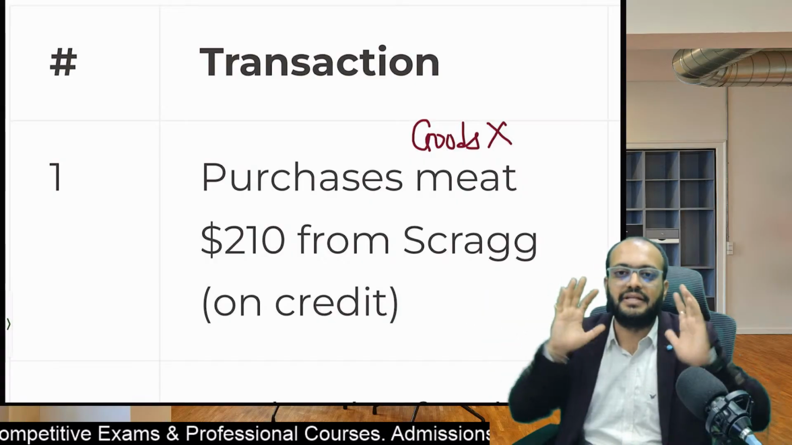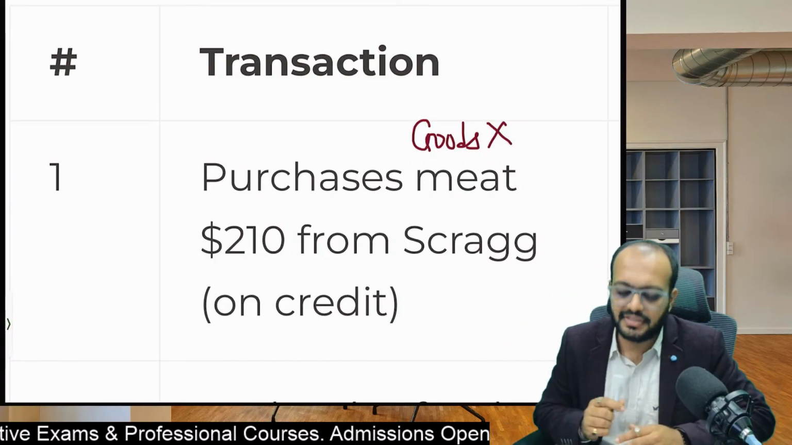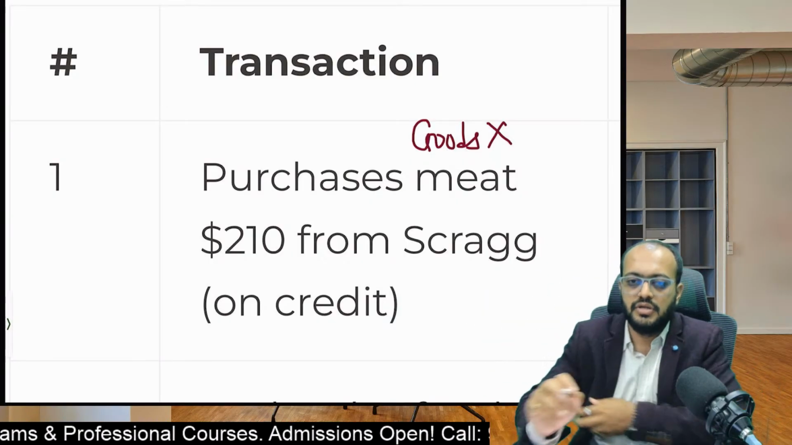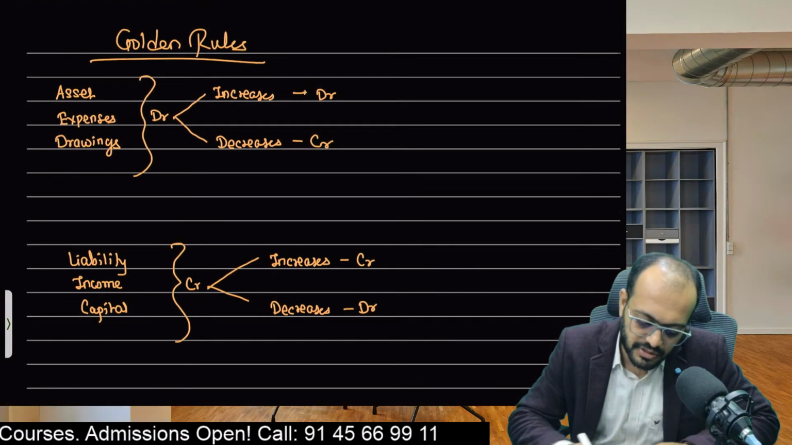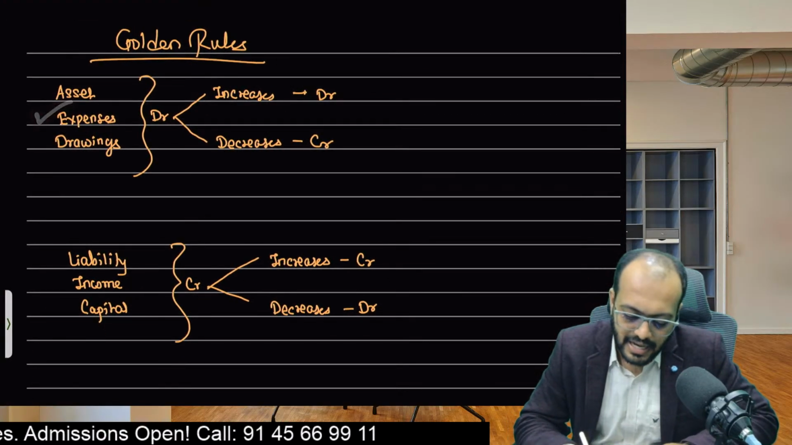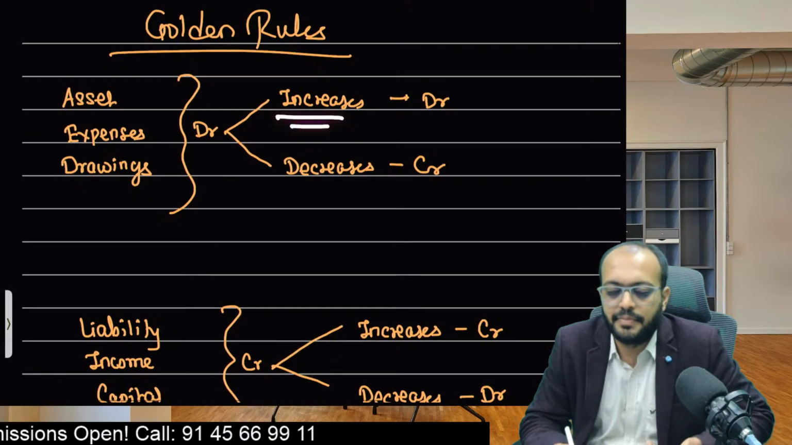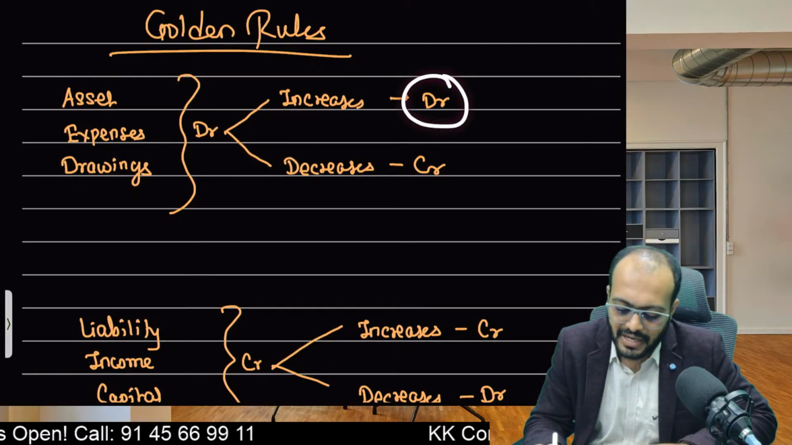Now here finally, since we are purchasing goods, purchase account should be debited. Sir, why should purchase account be debited and why not credited? That is also the question. Purchase account is our expense. Since we are purchasing the goods, this is our expense, and since expense increases, we are purchasing more goods, so of course we have to debit it.